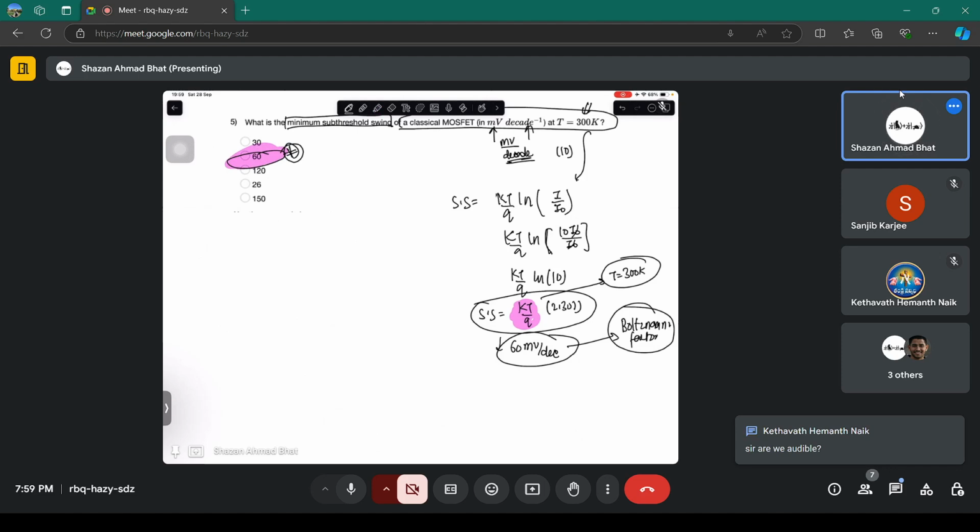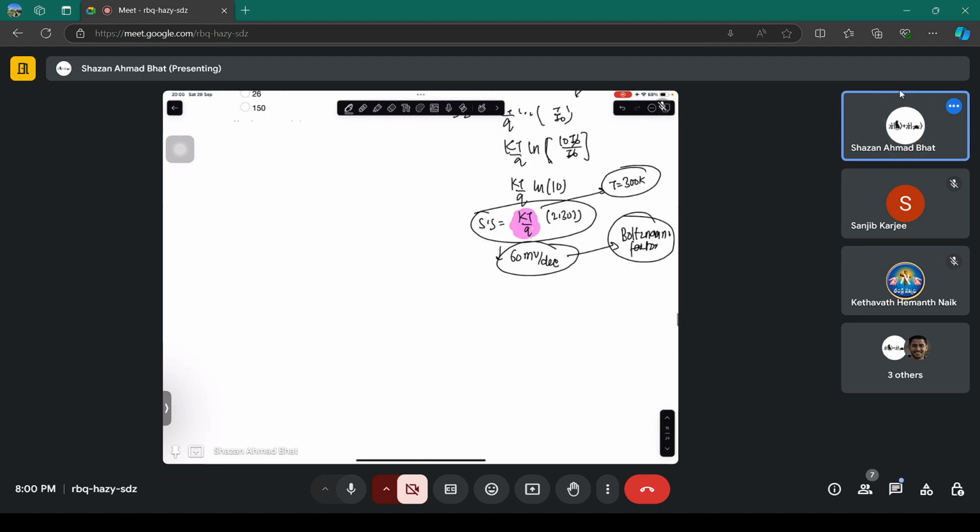But at room temperature, where our devices are operating, the subthreshold swing is set by the temperature. If you lower the temperature, you get a better subthreshold swing. Why is that the case? That is a different scenario. We have to go deeper into learning the physics of it.